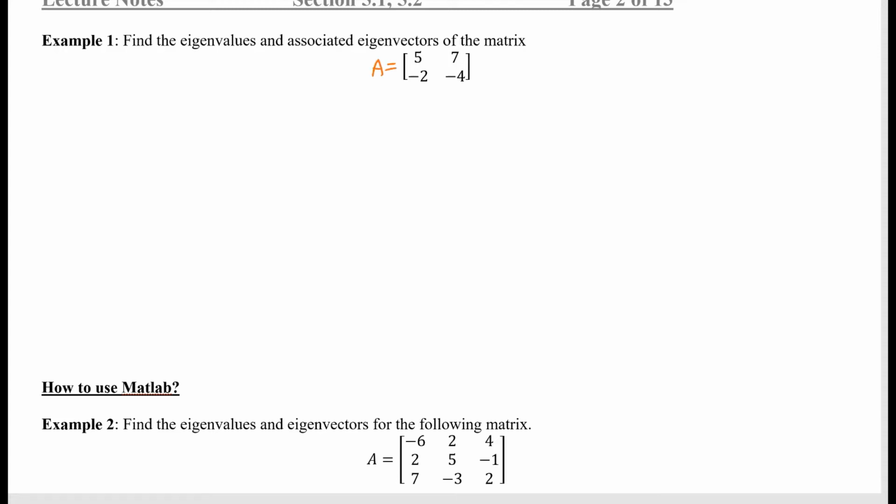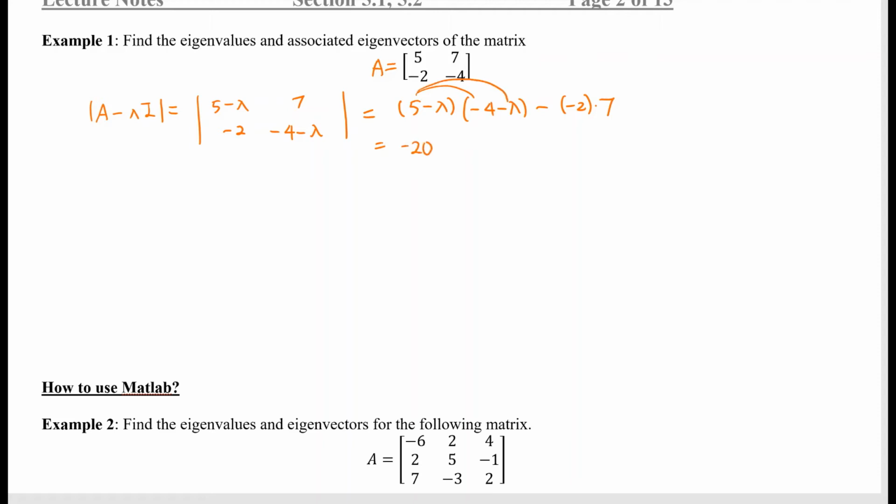We call it A. First, what we do is compute the determinant of A minus lambda I. And what is that? Well, we subtract lambda from the diagonal elements, and the other entries stay the same. Because it's a 2 by 2 matrix, we just cross multiply, but we subtract. Right, (5 minus lambda) times (minus 4 minus lambda), subtract minus 2 times 7. Well, let's see, 5 times minus 4 is minus 20.